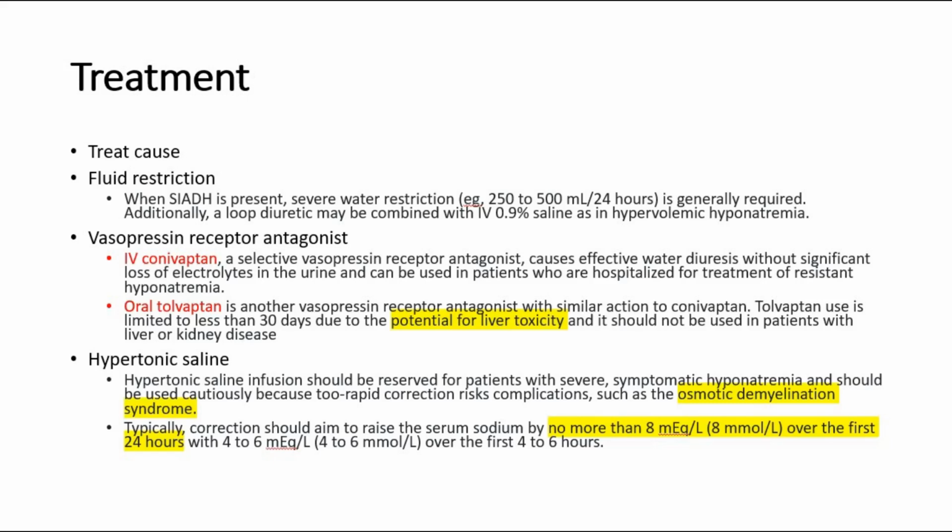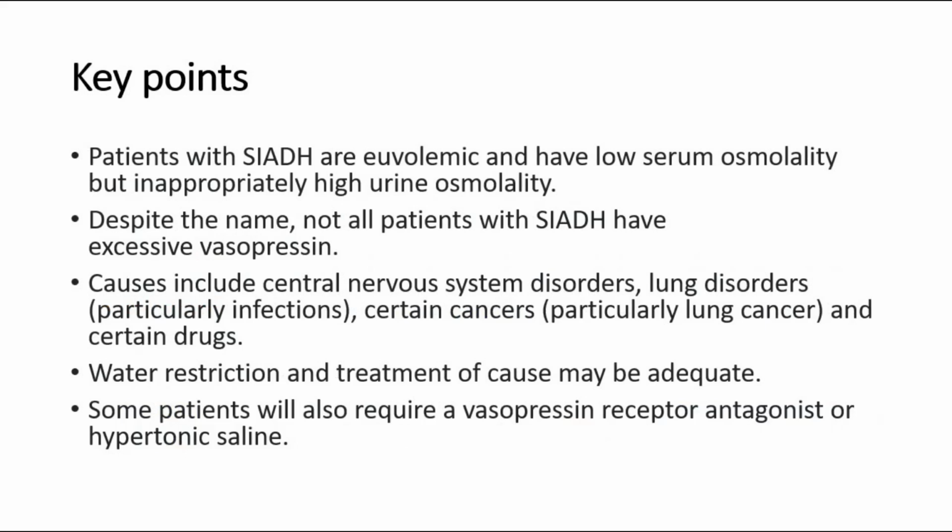24 hours. Key points: patients with SIADH are euvolemic and have low serum osmolality but inappropriately high urine osmolality. Despite the name, not all patients with SIADH have excessive vasopressin. Causes include central nervous system disorders, lung disorders particularly infections, certain cancers particularly lung cancer, and certain drugs. Water restriction and treatment of cause may be adequate. Some patients will also require a vasopressin receptor antagonist or hypertonic saline.